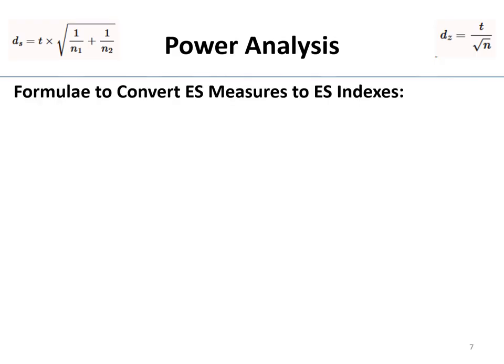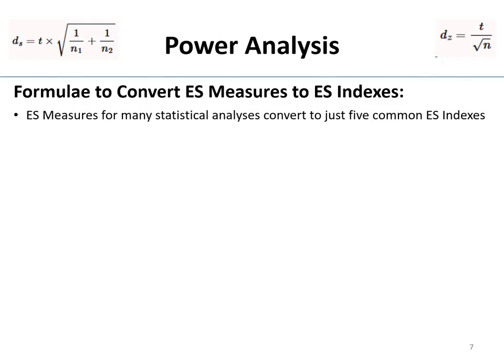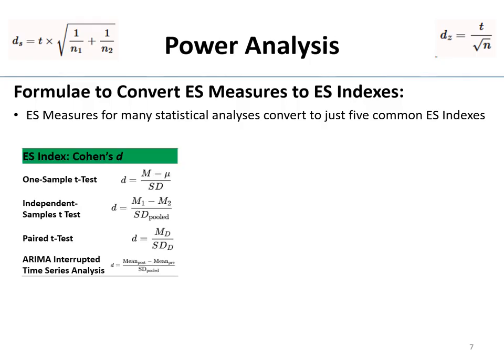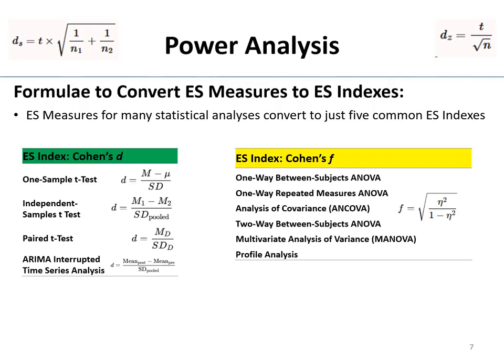So this page shows formulas that can be used to convert effect size measures to effect size indexes. And it turns out that many statistical analyses that we cover can be converted to just, in fact, all of them, just 5 common effect size indexes. So there's Cohen's d, which covers the various t-tests and interrupted time series analysis, at least the intervention parameter.